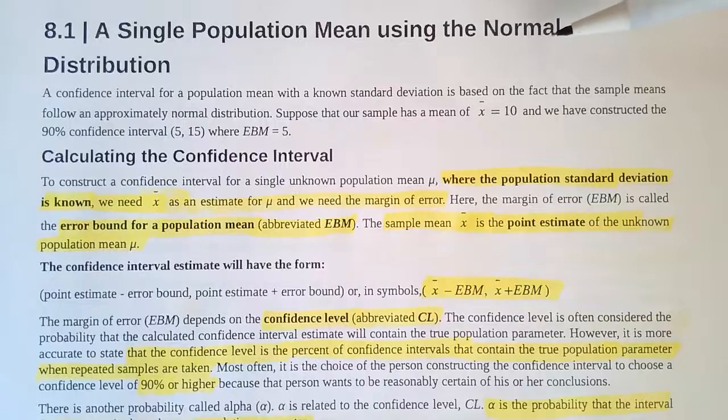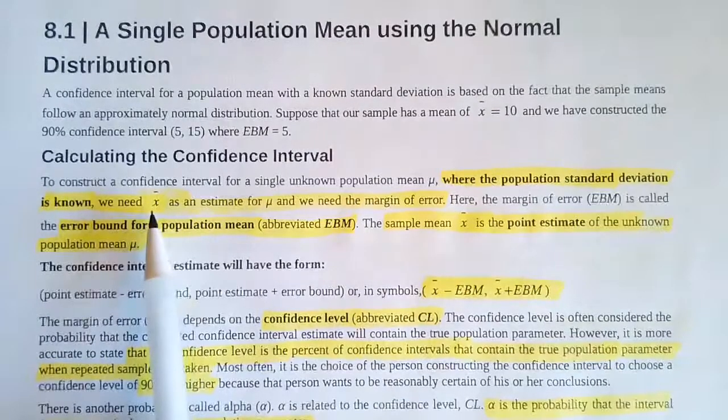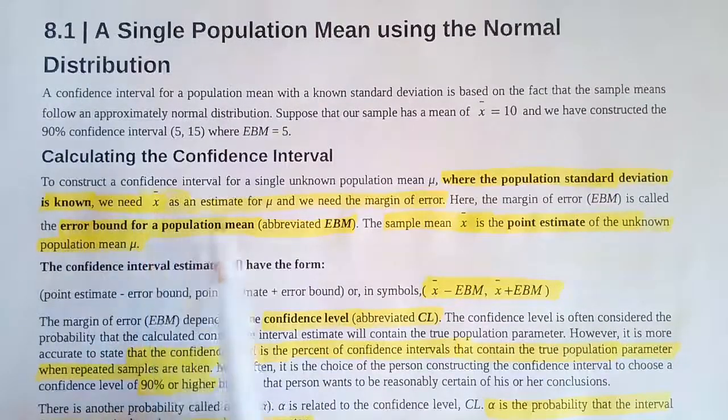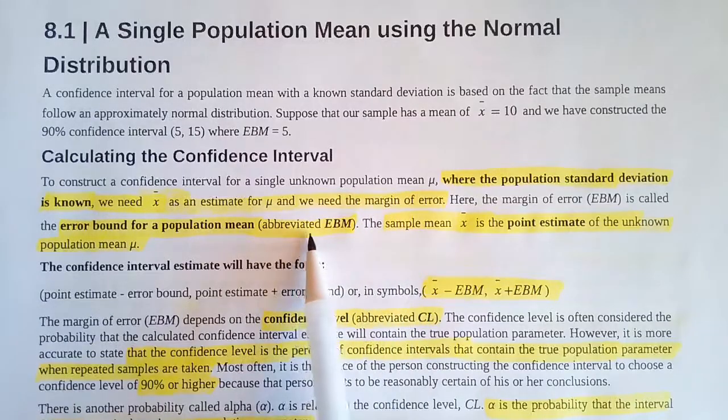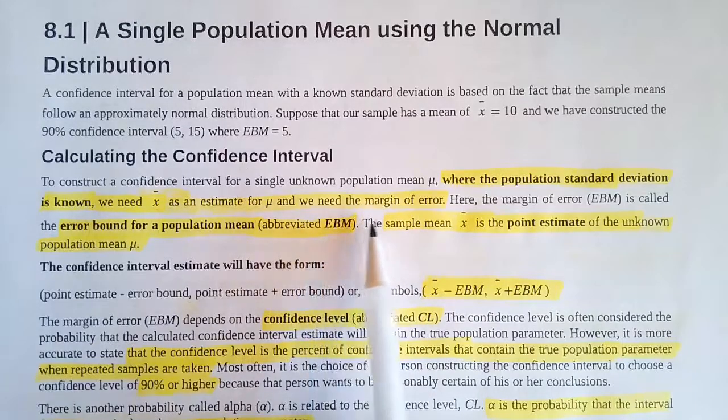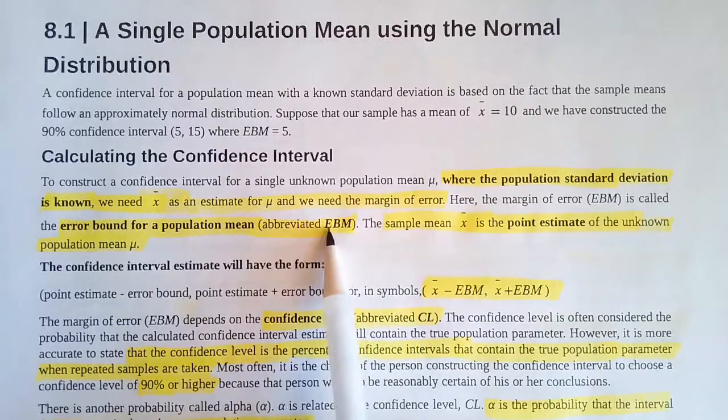Alright, so we are still going to be using the normal distribution to find a single population mean. We will do some later on that have more than one, but for right now we're just going to be using one. To calculate the confidence interval, we need to have our x bar, our mean, and we need to have the margin of error. Okay, that's the EBM, or the error bound. That margin of error is what's going to help us find our range.